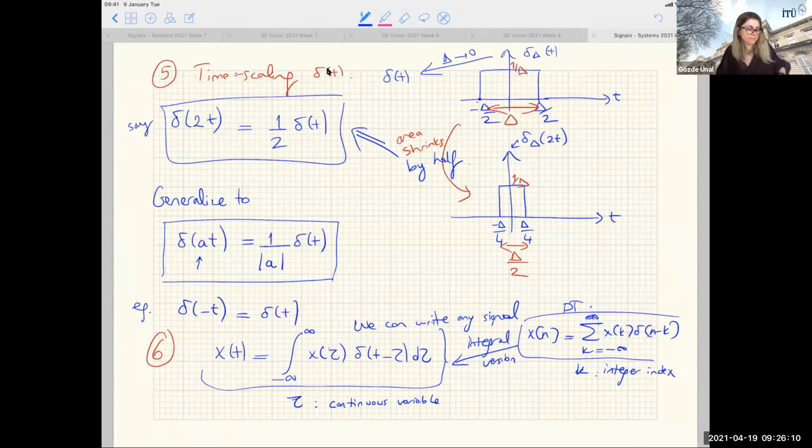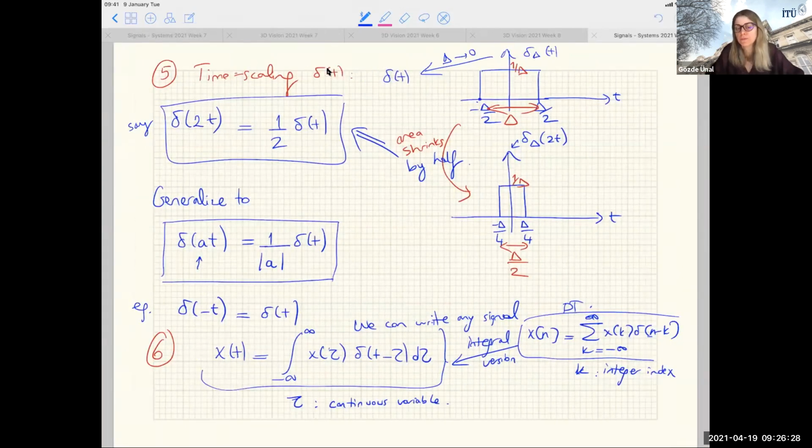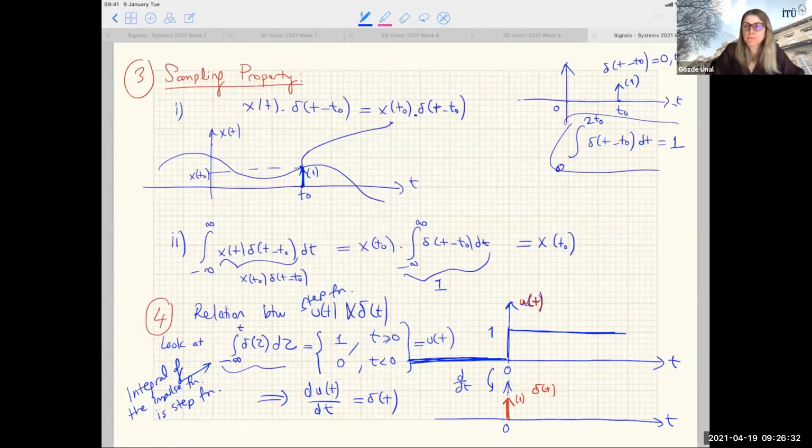So, okay. All right, so guys, these are some properties of the delta function. So, I mean, continuous time systems. Any questions until here? I know these are new to you, so they may look a little bit strange at first.